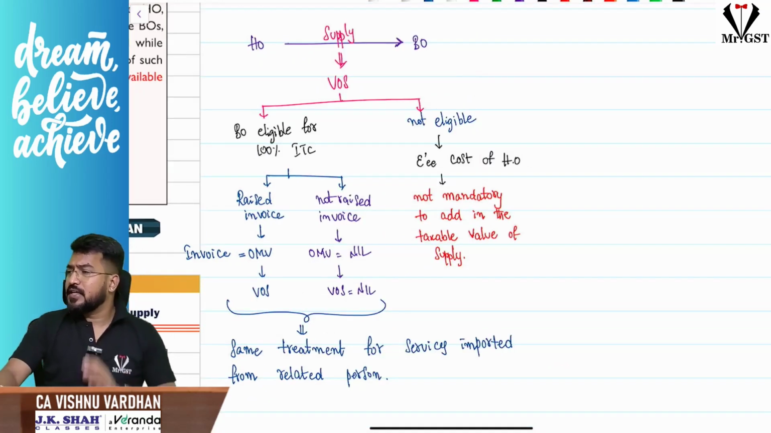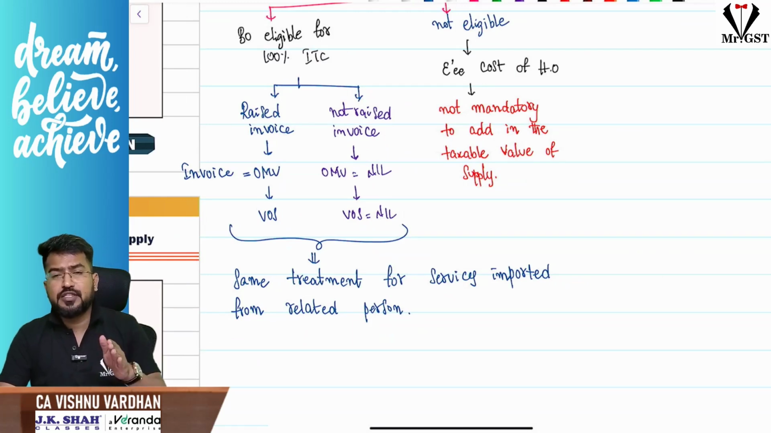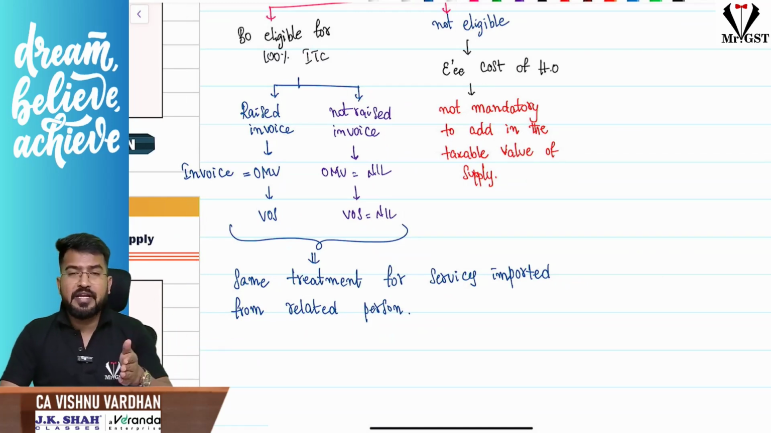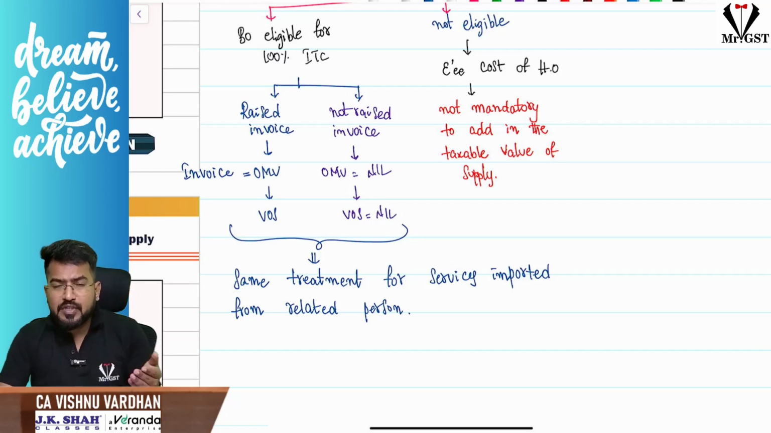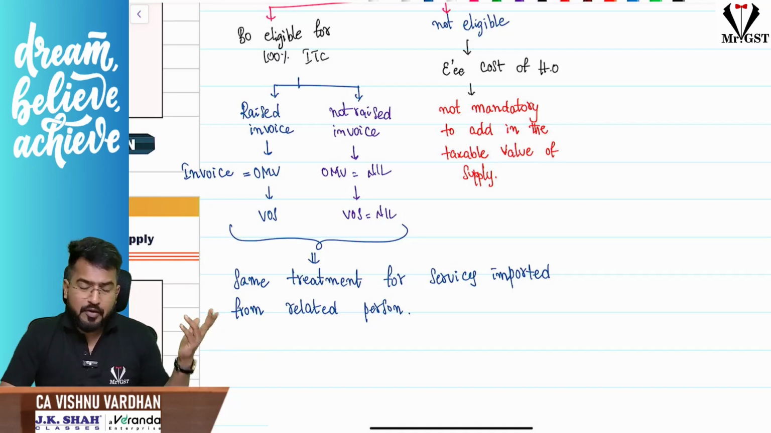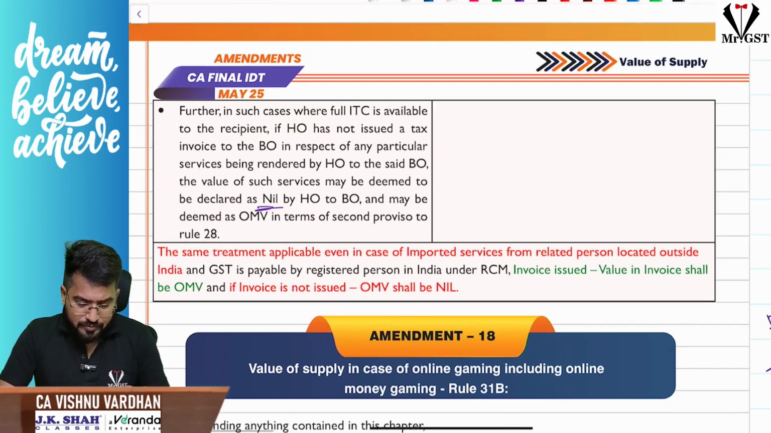So as I was telling, sir, the same treatment for services imported from a related person also. If the invoice is issued, then whatever is the invoice value will be taken as open market value, and GST shall be paid by the recipient under RCM. If the invoice itself is not issued, open market value will be taken as nil, and nobody will pay GST. So that is the concept.